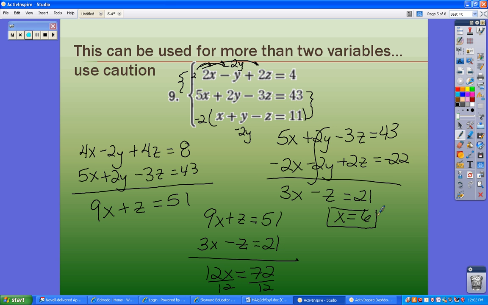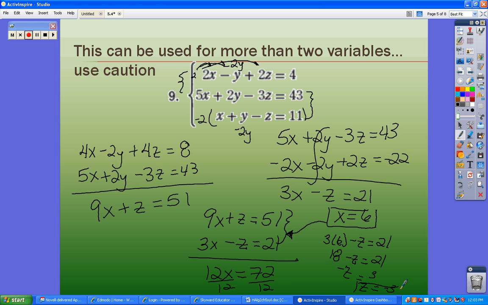Well, let's try to figure out y. Where do I go to figure out what y or z is actually? Well, you can go back to these second equations to figure out what z is pretty easy. And I'm going to pick the second one here. So plug in the 6. 3 times 6 minus z equals 21. 18 minus z is 21. Negative z equals 3. So z equals negative 3.